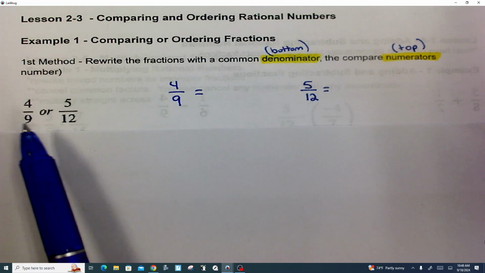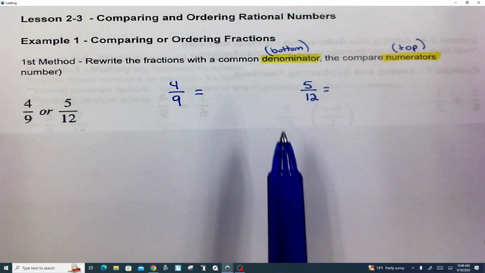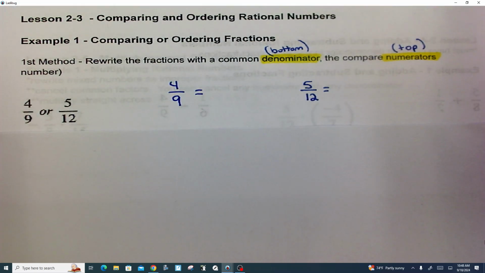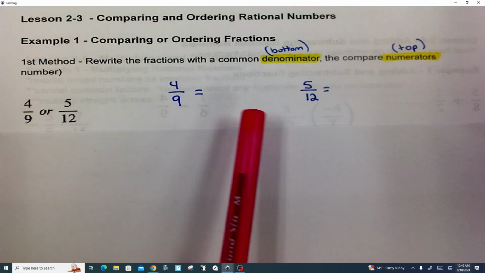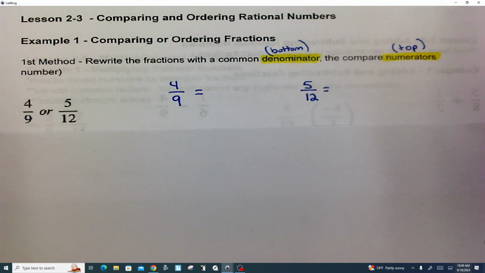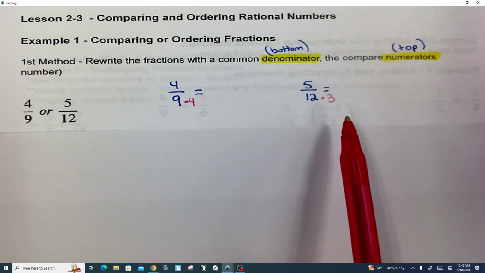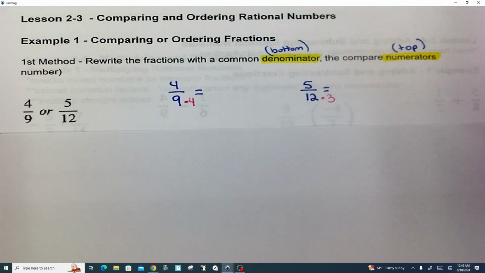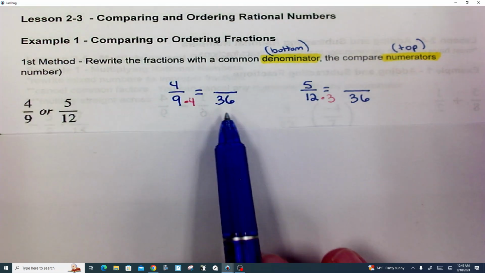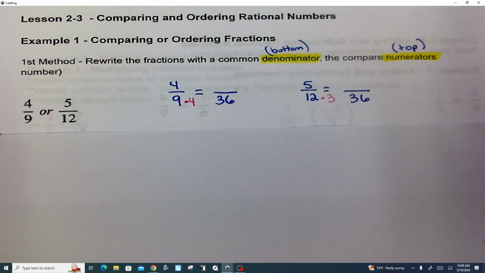I always like to take my fractions and put them apart over here with a little bit of space so we can work on it. And then I start asking myself, what can I change these denominators into? The 9 and the 12. What could I multiply them by to change them into the same number? Well, I quickly realized that I could times this by 4 and make this 36, and I could times this by 3 and make that 36. That gives us the same denominator for each of the fractions.